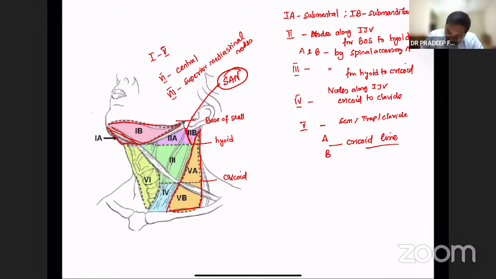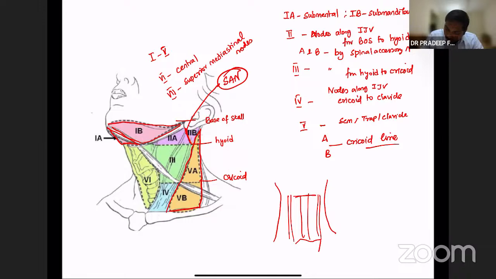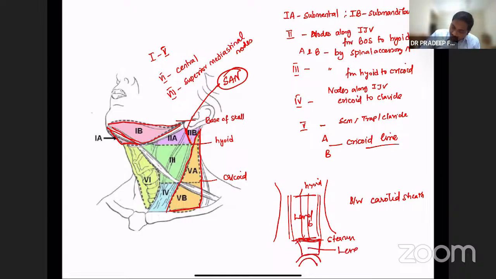And the central compartmental nodes are nothing but, this is the neck: manubrium sterni, trachea, thyroid, etc. These are the carotid vessels. This is the hyoid bone. This is the suprasternal space. Between the carotid sheaths, and superiorly the hyoid, inferiorly to the sternum, this area is called level 6. Beneath the sternum to the arch of aorta, this is called level 7.